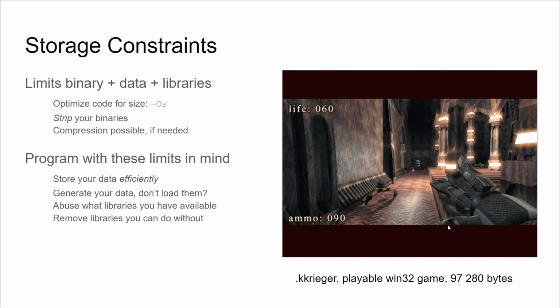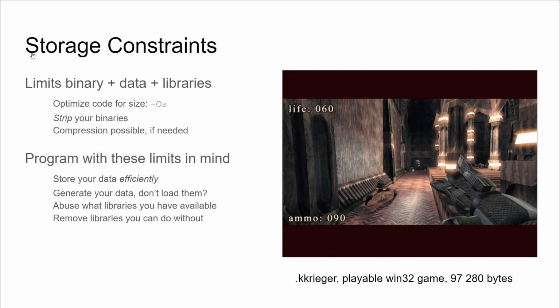Programming with these limits in mind is constraining, absolutely, but it's possible to work around them. The key point of the tricks is that you want to store your data efficiently. Maybe you can generate data based on very small input seeds rather than loading full data. You may not need to store a full texture if you can just generate the texture up front. You can also abuse what libraries you have available and remove the libraries you don't actually need. And a surprising amount of stuff you can actually do without.